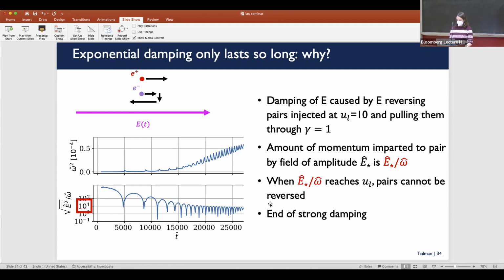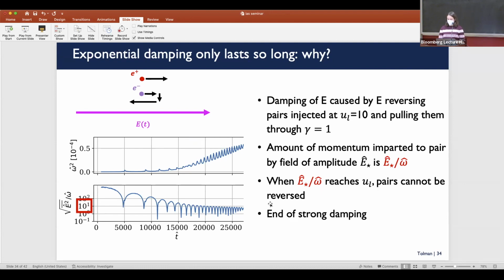Right. Okay, so we'll say for the 3000th time that this damping is caused by the electric field pulling pairs injected at momentum of 10 through a Lorentz factor of 1. And this damping won't work if you're not able to pull these newly added pairs through such a low Lorentz factor, right?